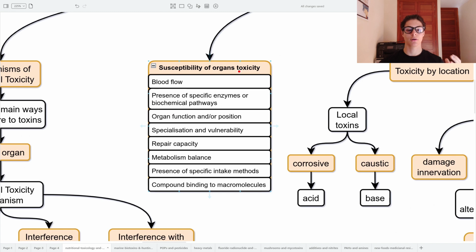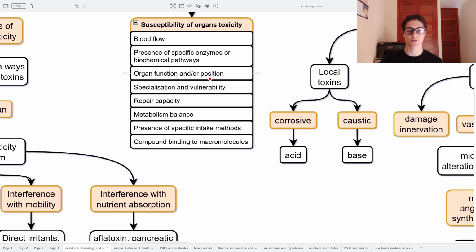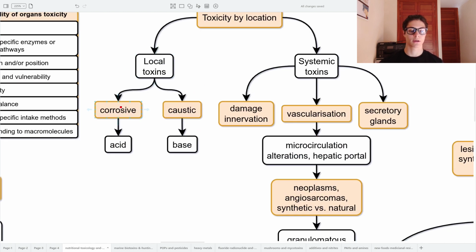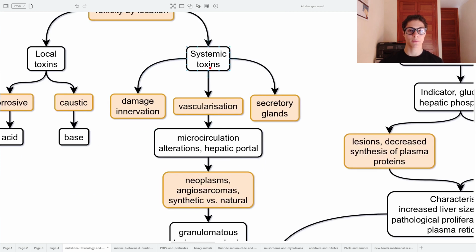The susceptibility of organs to toxicity depends on blood flow, the presence of specific enzymes or biochemical pathways, the organ function and position, the specialization and vulnerability, the repair capacity, the metabolism balance, the presence of specific intake methods, and the compound binding to macromolecules. And for toxicity based on location, we have local toxins, which can be corrosive, the acids, or caustic, the bases, the alkalines, or systemic toxins, which are correlated with damage to innervation, vascularization, and secretory glands.